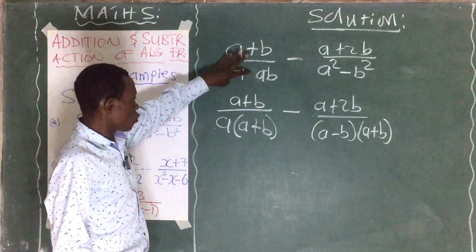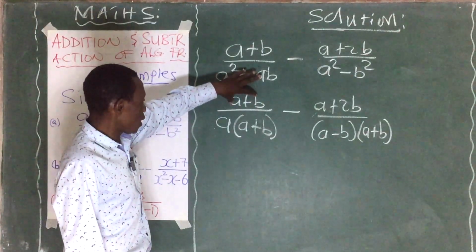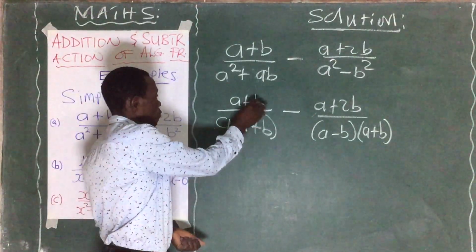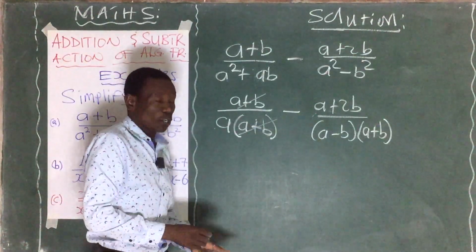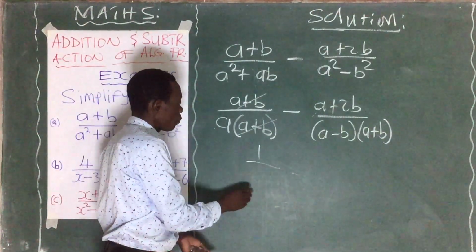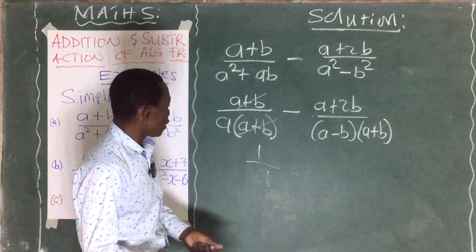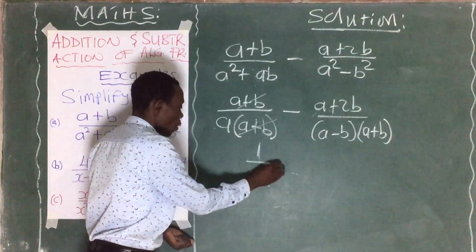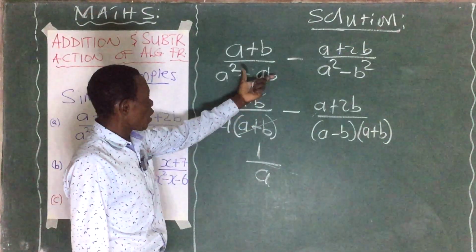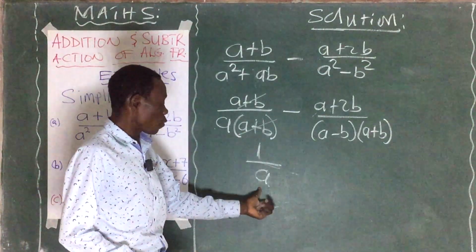Now if we look at the first fraction, you realize that as much as we have factorized the denominator to have a, open brackets, a plus b, the numerator has got a plus b and the denominator a plus b. So you are free to simplify this by dividing a plus b into a plus b, which gives you 1. So up here we have 1 over a. You can see this has now been simplified. It was a fraction with a big expression, but now the expression has been trimmed into 1 over a.